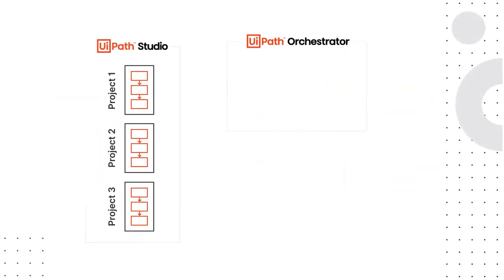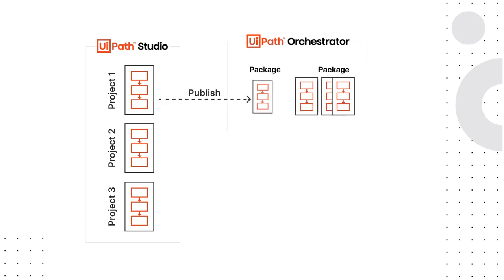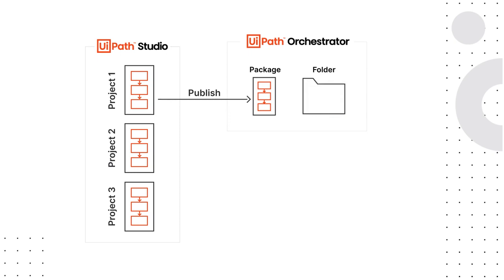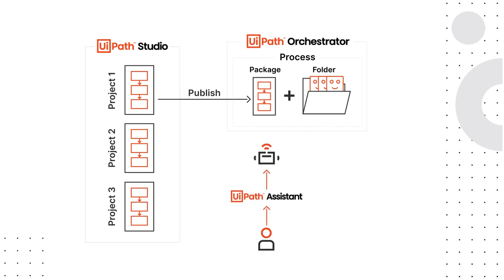The automation projects published to Orchestrator are stored as packages along with their versions. Published packages need to be associated with folders to run automation projects. The pairing of a folder and a published package becomes a process. The robots with access to that folder can then run this process. Through UiPath Assistant, human users can trigger robots to execute processes on their machines.